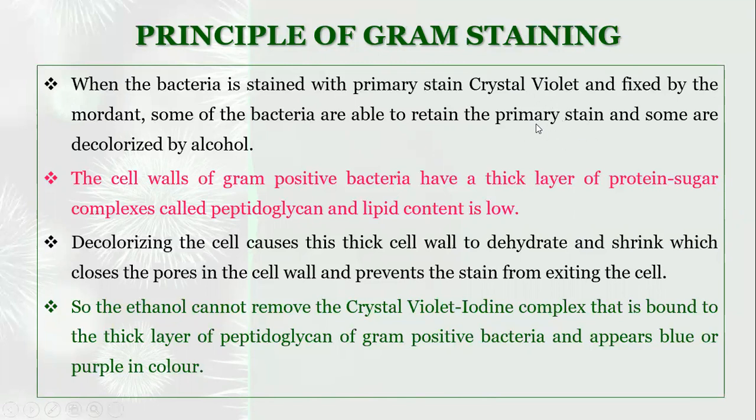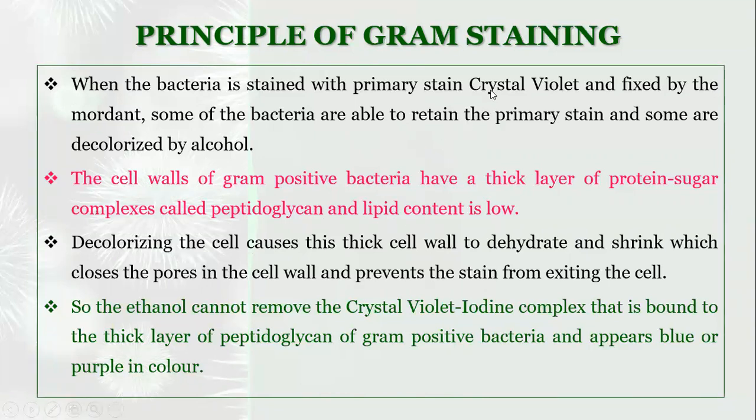So let us see what are these cells which retain the primary stain and which will lose the primary stain after decolorizing with alcohol. The cell wall of gram-positive bacteria has a thick layer of protein sugar complex, that is peptidoglycan. The gram-positive contains a thick layer of peptidoglycan and the gram-negative contains a thin layer of peptidoglycan. The gram-positive contains a thick layer of peptidoglycan and the lipid content is low, whereas gram-negative contains a thin layer of peptidoglycan and a thick layer of lipid content.